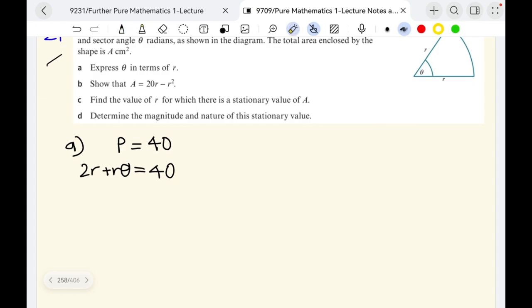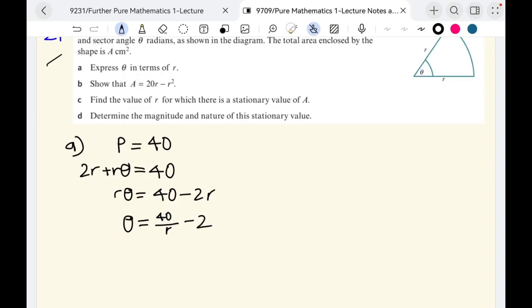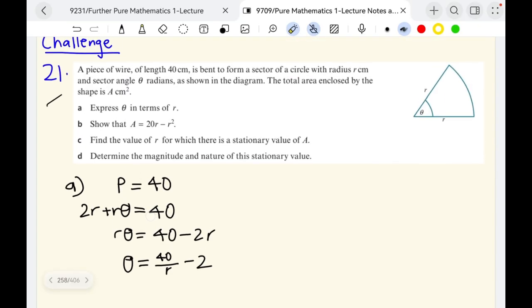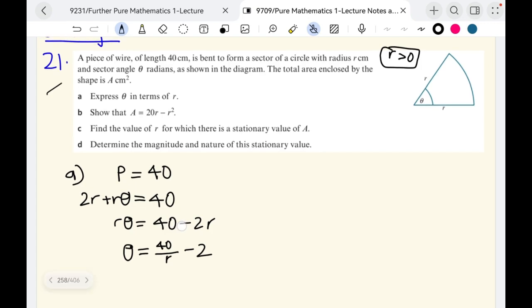So it wants you to express the theta in terms of r. Now let's make the theta the subject. Divide r at both sides, which you will get 40 over r minus 2. And why can we divide by r directly? Because r cannot be 0. Okay, remember about this. r must be greater than 0. This is the fact. Right?